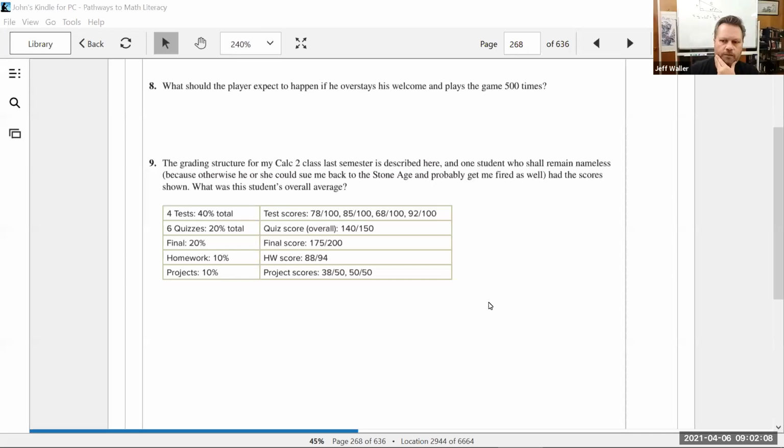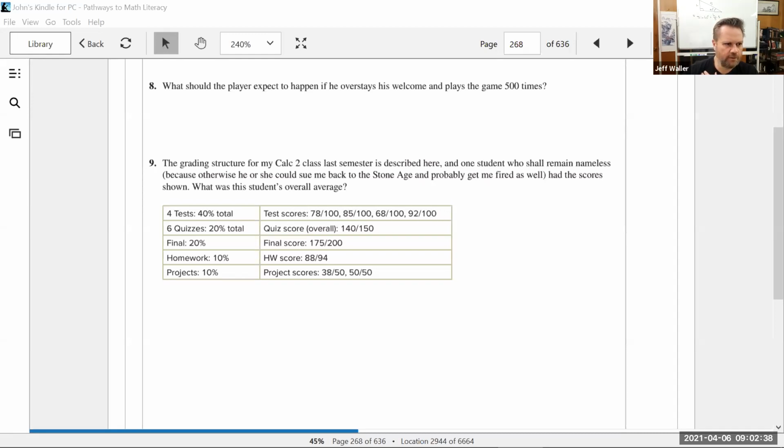All right. So somebody else asked me this question a while back. I can't remember if it was during office hours, probably. The authors have a very strange sense of humor, but okay. So what was the student's overall average? 40% of their average will be made up of their tests, right? So the very first thing you want to do is average these.